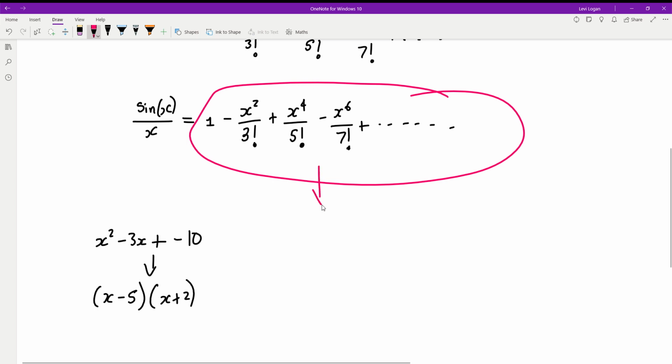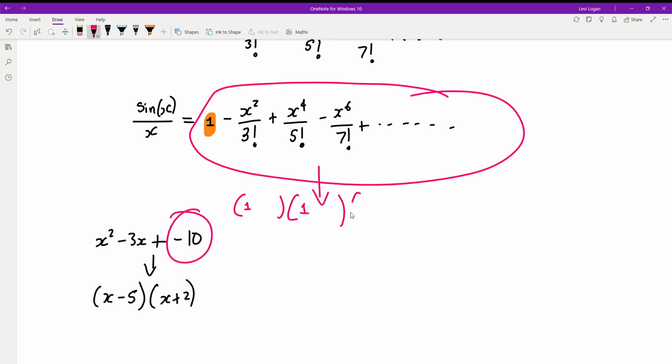What we're going to do is try and represent this entire infinite sum as factors as well. So the trick with this one is to take a look at this first term, 1. So when we multiply this out, we agree we have to get negative 10 as our constant here. The only way we're going to get 1 there is if every single number in every bracket is 1. So in other words, you have this scenario here.